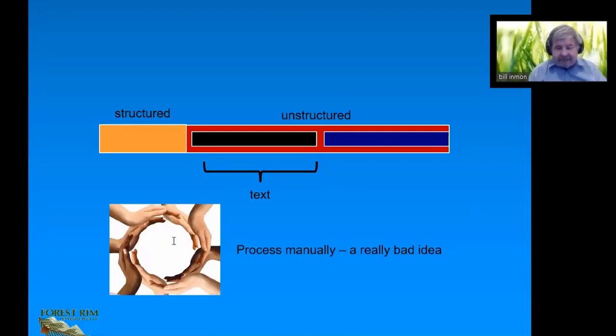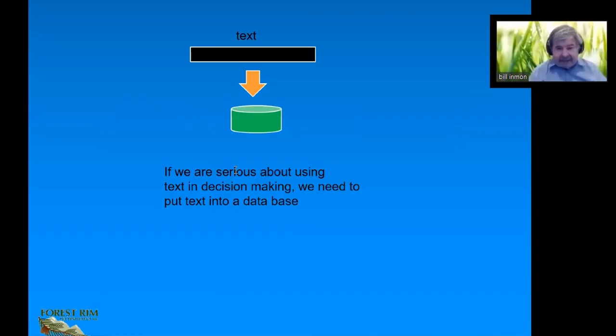Now, people have recognized the value of text, and they've tried to process it manually. What do I mean by manual? I mean by trying to physically read documents or sit down and listen to conversations. And when you try to do that manually on a person-by-person basis, this is a really bad idea. Why is manual processing a bad idea? Because there's simply too much text out there to be processed manually.